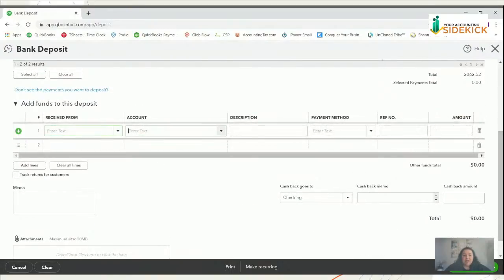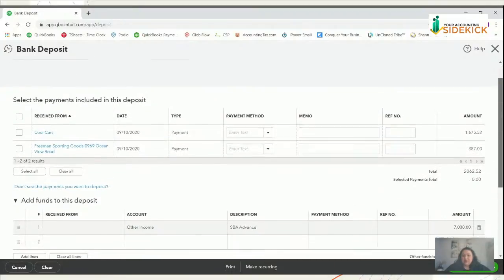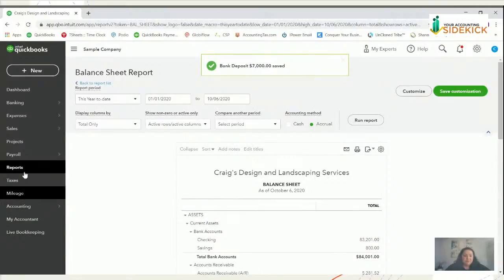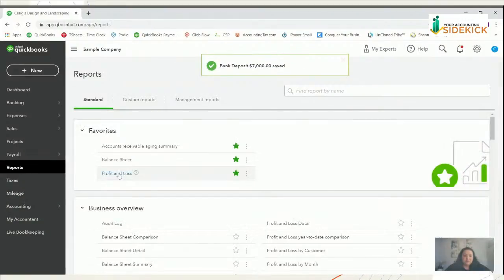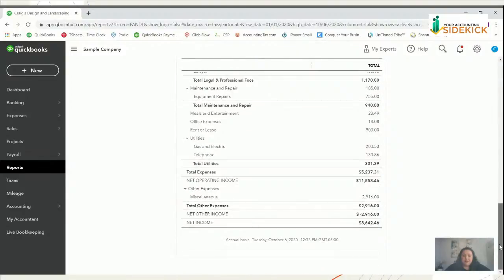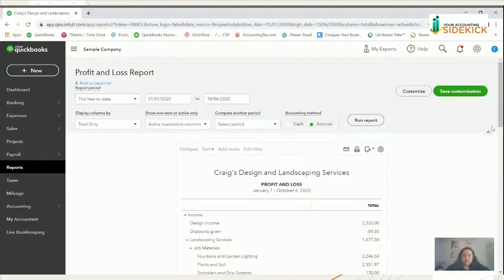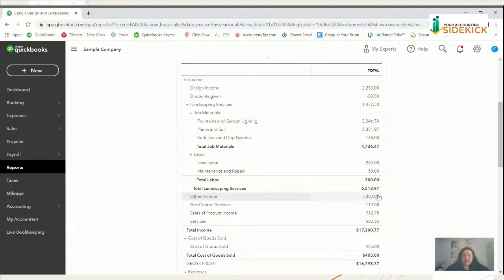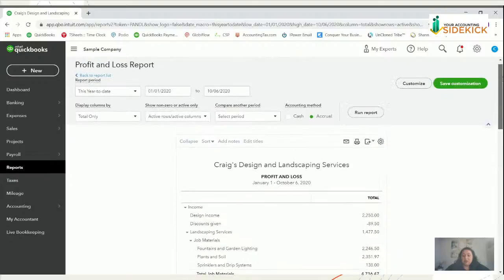So if it was from the SBA, we would put it into other income. So the SBA advance, okay, $7,000 for that. We're going to record it as other income. So then when we go over to our P&L, we're going to see that on the books this year as other income. And right now it's just going to make me a liar, apparently. Oh, no, here. Other income is right here. So usually it's down below, but it is reflecting here. So then this is actually going to go towards your income.